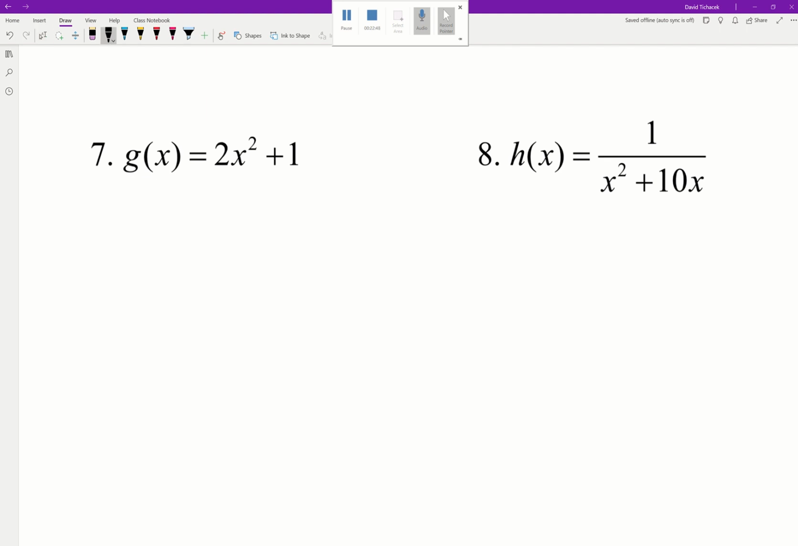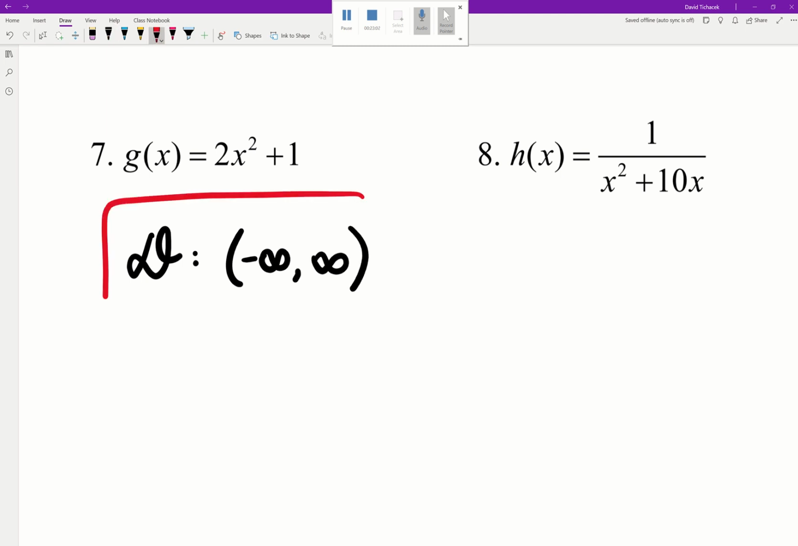We can plug in anything we want for x and not violate any of our rules here. So the domain, which I'll represent by a cursive capital letter D, that is just going to be all real numbers. So the open interval from negative infinity all the way to positive infinity, representing that in interval notation just like we always have, okay?